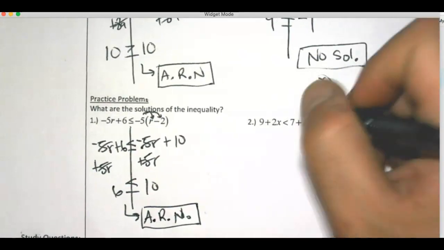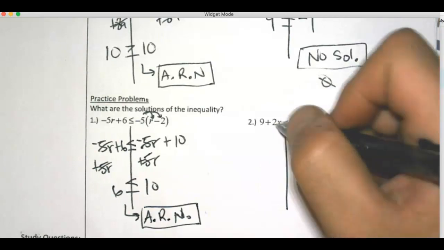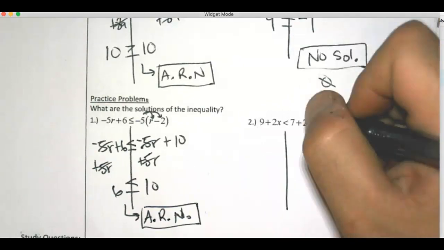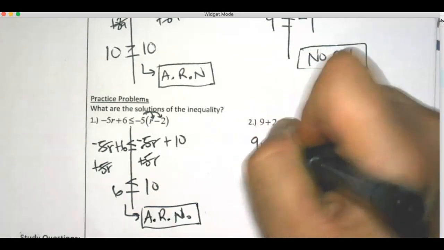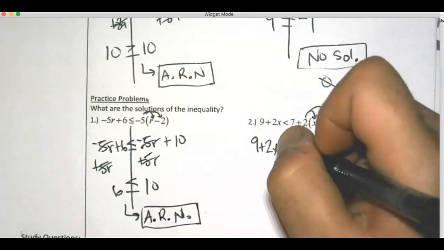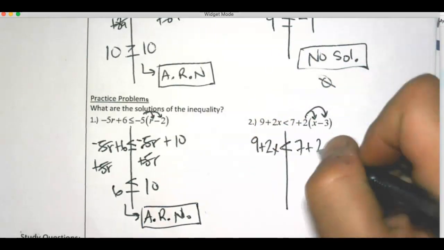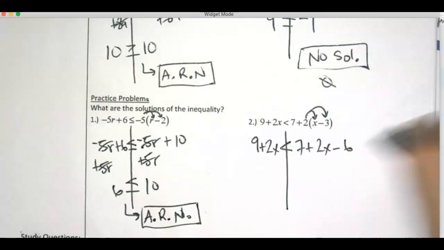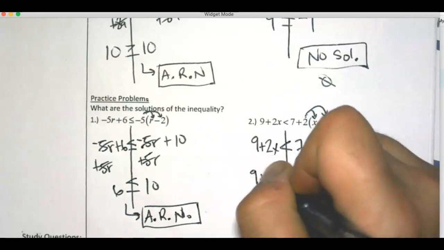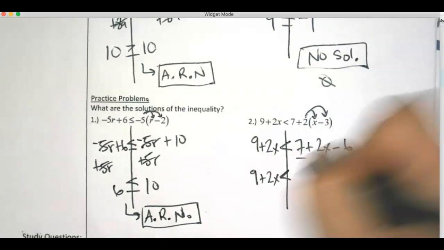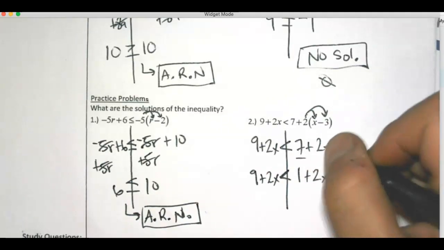And this one here, let's draw that line down to separate the left and right side. On the left side, there's no distributing or combining like terms. On the right side, I can see that distributing needs to happen. So bring down the 9 plus 2x. Over here, 7 plus 2 times x is 2x, and 2 times the negative 3 is minus 6. Combine like terms, 7 minus 6. Just bring down the 9 plus 2x on the left. 7 minus 6 is 1, so 1 plus, bring down the 2x.